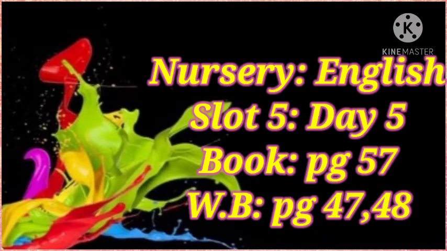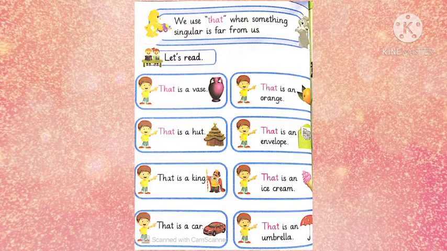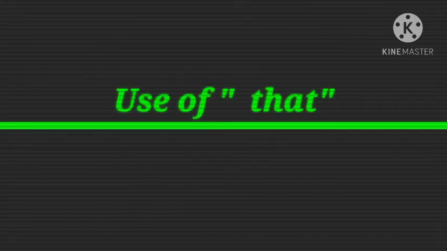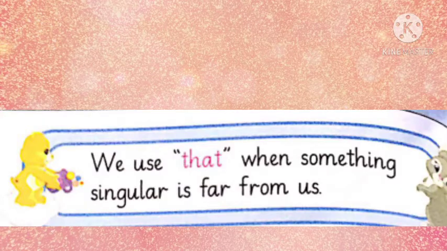Today we are going to do nursery task of day 5. We are going to read page number 57 and we are going to write on page number 47, 48. So open your English reading book, page number 57. We are going to do the concept of that, where we use that. We are going to learn use of that. So open your workbook. Let's start the work.